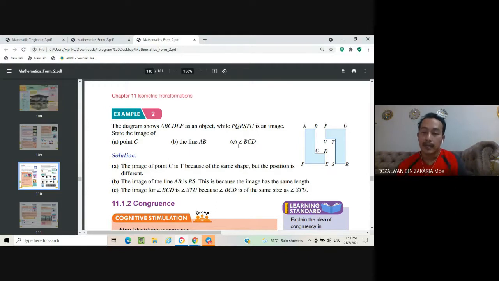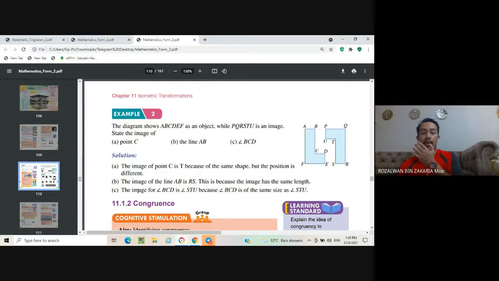And C, the angle BCD. So look at the angle BCD. The angle BCD is the object. So the image for the angle BCD is the angle STU. The image of the angle BCD is the angle STU because angle BCD is the same size as angle STU. Because the size of the object and the size of the image are the same after going through transformation. Okay, that's the answer for B and C.